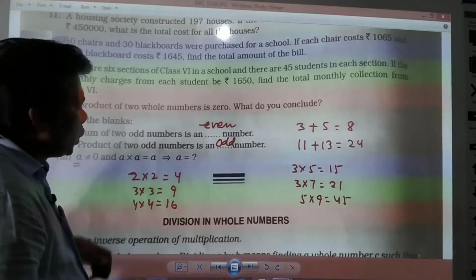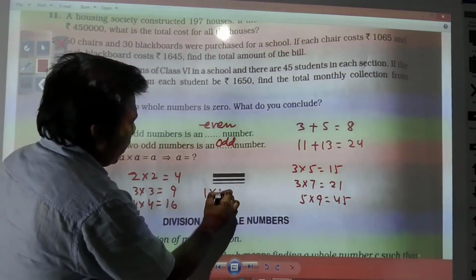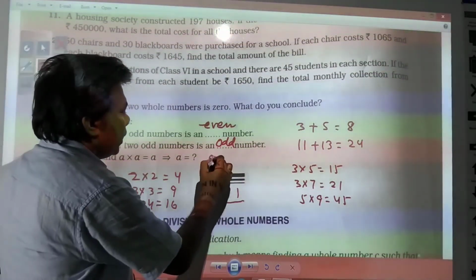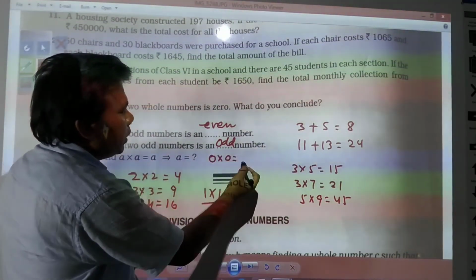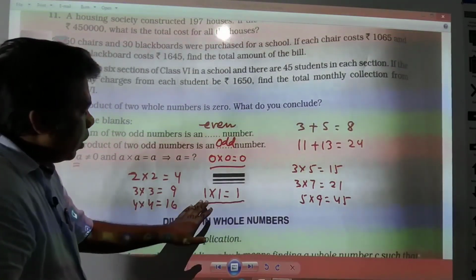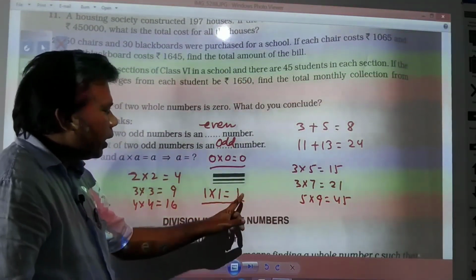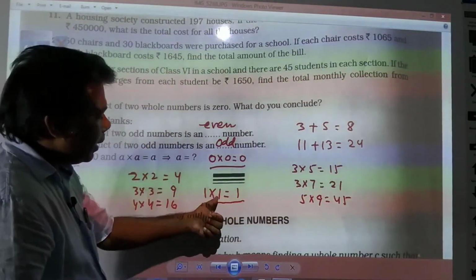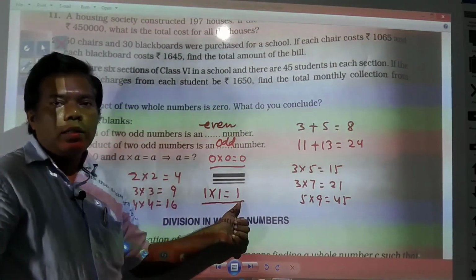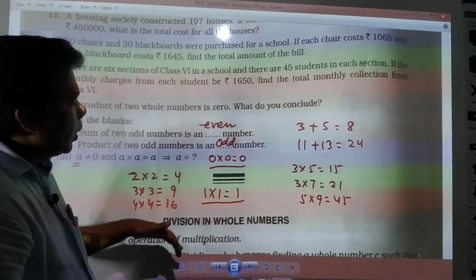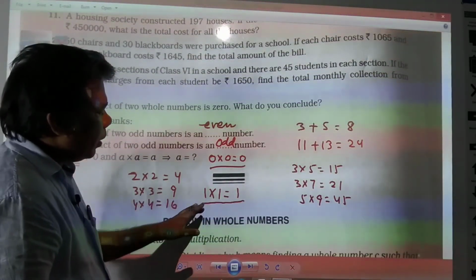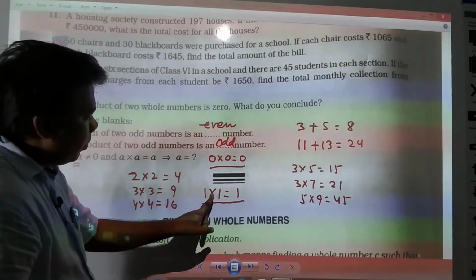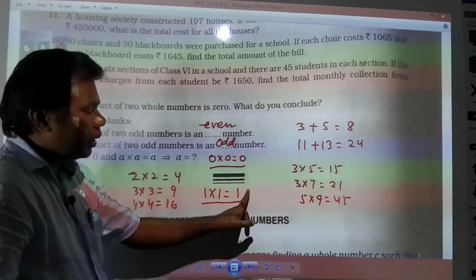Then what number should it be? 1 into 1, then only you will get 1. Otherwise, even if you write 0 into 0, this is 0 only. But 1 into 1 will be only 1, otherwise no other number you will have. You will not get any other number. So only 1 is there which, when multiplied by 1, gives the result 1.